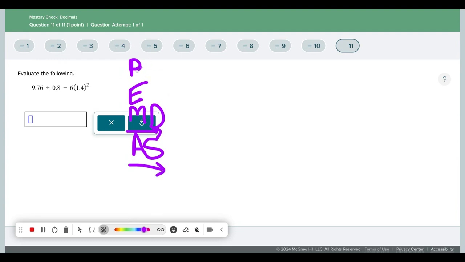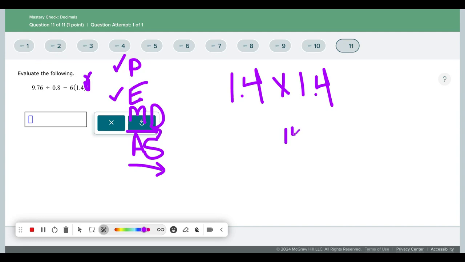Do we have anything to solve inside parentheses? We do not. We have parentheses, but we don't have anything to solve inside of it. It's just a number sitting there. So check, check. Do we have any exponents? Yes, we do. So this exponent doesn't mean 1 and 4/10 times 2. It means 1 and 4/10 times 1 and 4/10, right? So that's where the 2 comes from. It tells you how many times you're going to multiply that by one another.